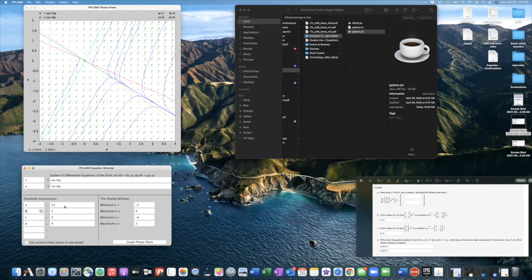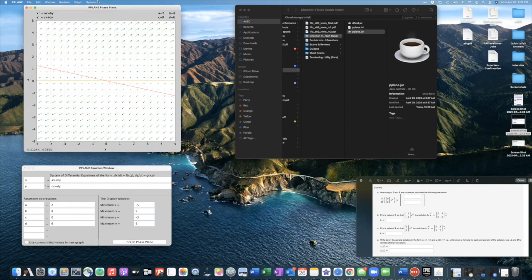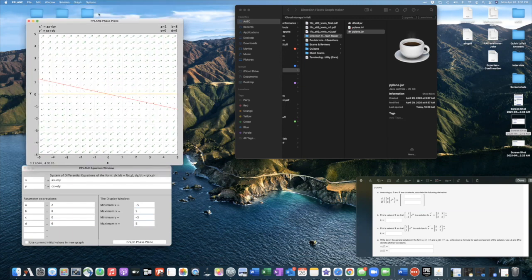Whoops, that's not a 2. It's 2, 8, 0, and 6. And then let's make our window a little bit bigger. Okay. And let's graph it. Oh, and so I have something already on there that you should see.